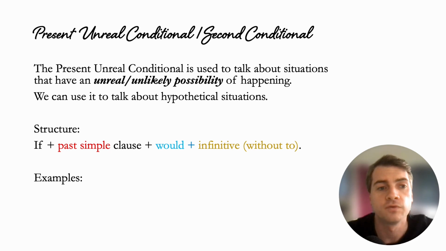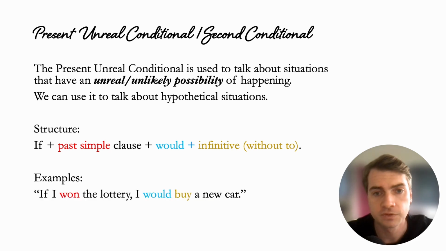All right. So if we break this down by looking at some examples, if I won the lottery, so won, past simple, I would buy a new car. Okay. So we have if plus the past simple of won, okay, past of win. Then we have I would, and then infinitive of to buy without to, buy a new car. So if I won the lottery, I would buy a new car.